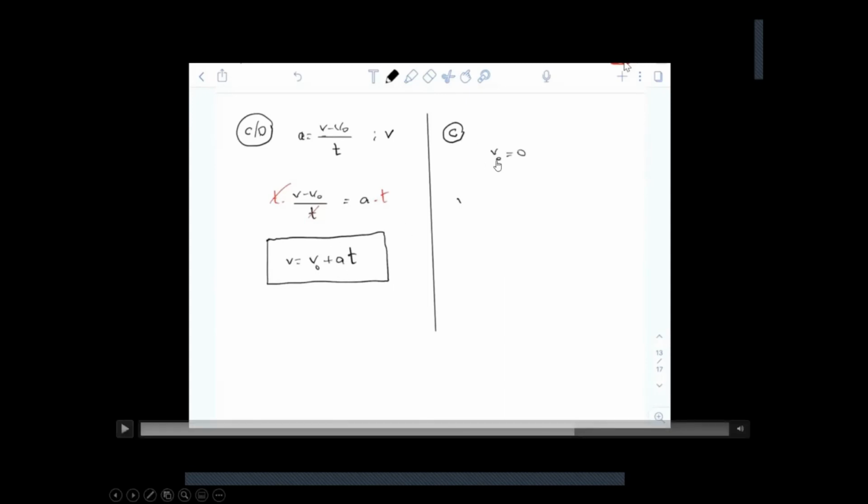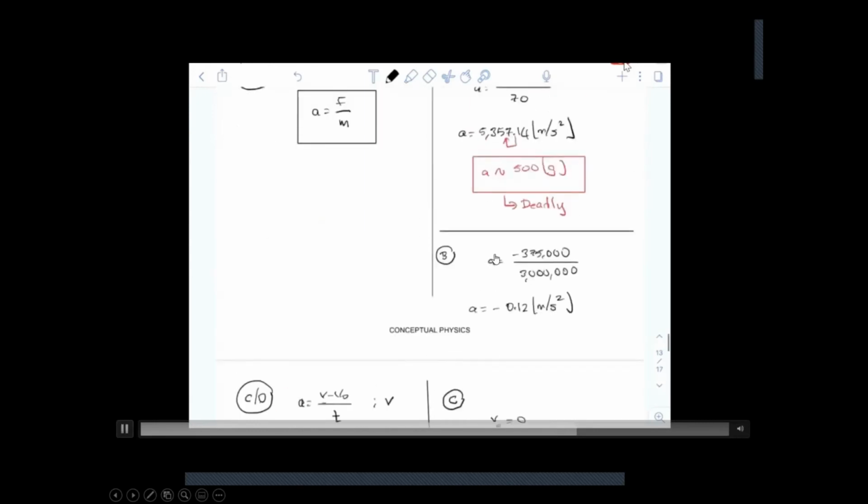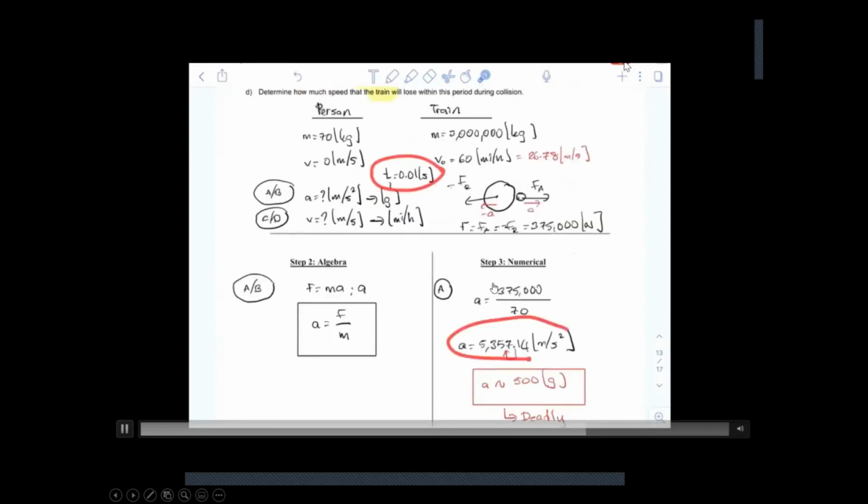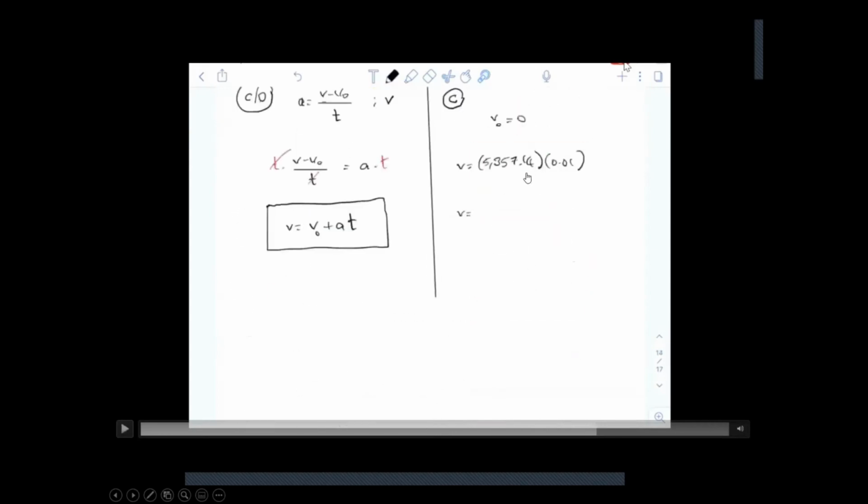So the person is not moving. I want to know how fast the person is going to move. Initially, the person is not moving. The initial speed is 0. So that's the acceleration of the person. And the acceleration is going to last only 100th of a second. So those are the numbers. You multiply, and it's going to give 53.57.